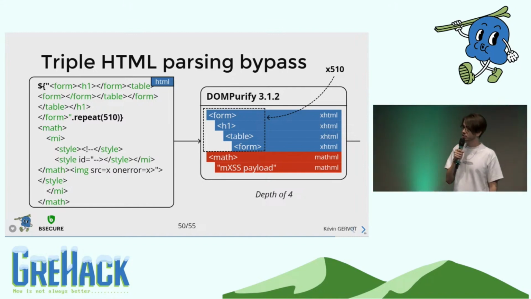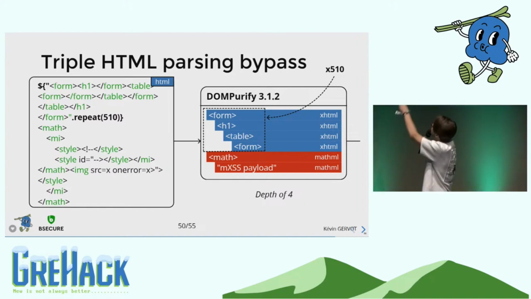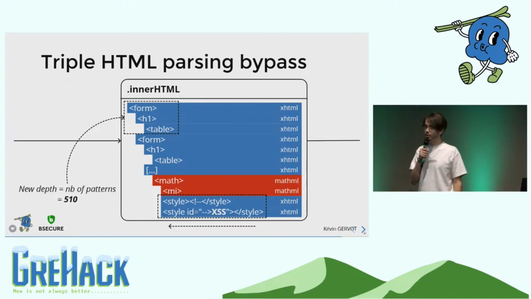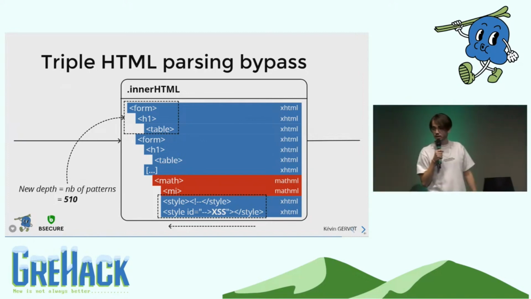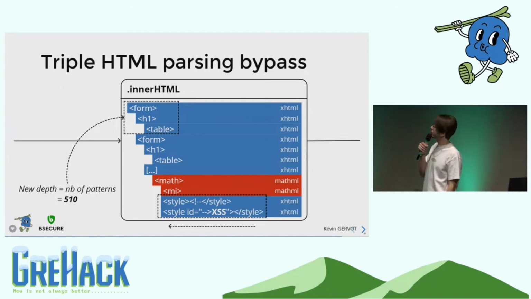The only thing that you need to see is that on the first parsing, so the DOMPurify one, the depth of nodes is going to be 4, and we have a specific pattern which repeats 510 times. If we parse it one more time, this time the depth is going to be increased by the number of patterns, so here 510 times, which is going to trigger the node flattening. So we have some tags which were parsed as HTML, which now fall in the HTML namespace. But again, because of the way the node flattening works, there is no mutation here for the moment.